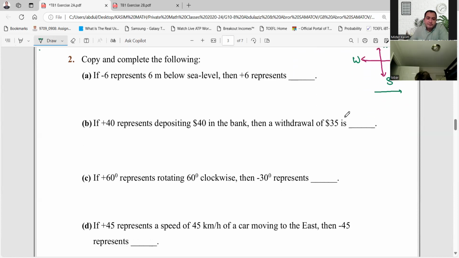Two. If negative 6 represents 6 meters below sea level, then positive 6 represents what? 6 meters above sea level, right?